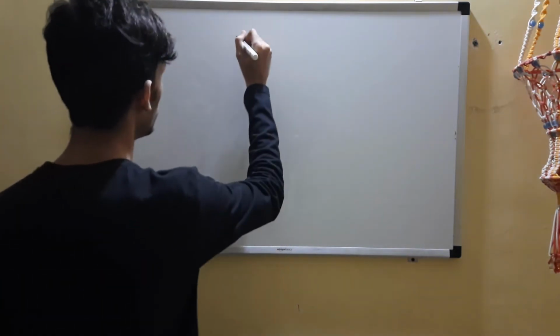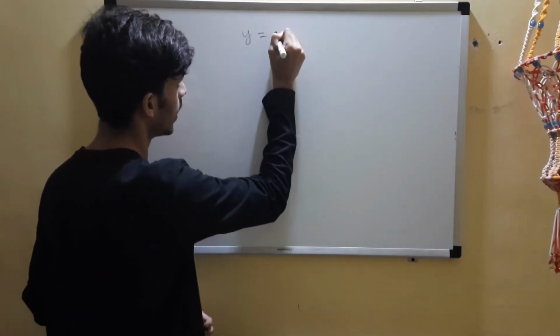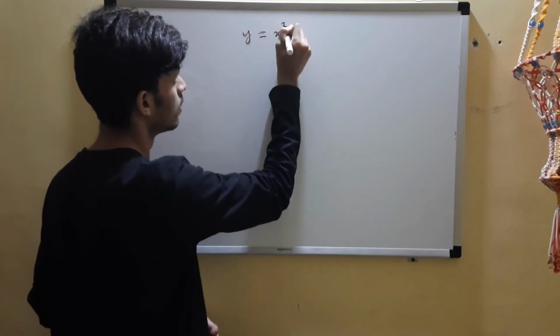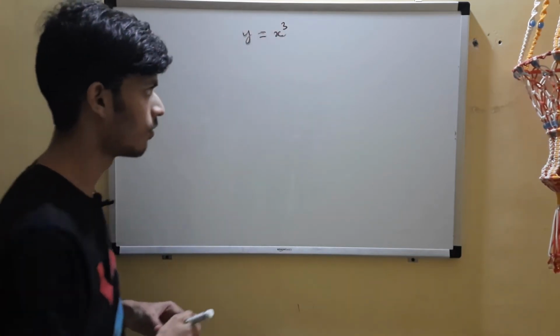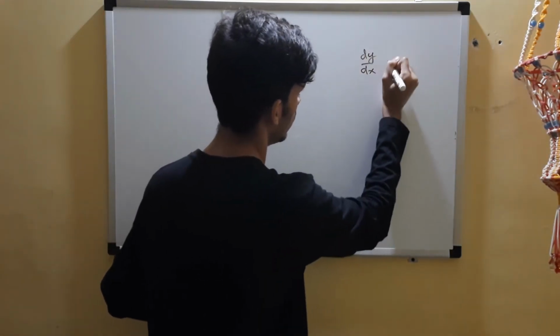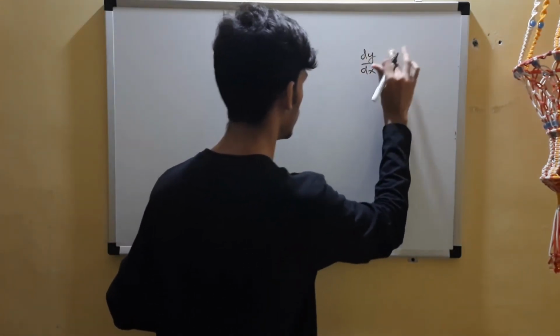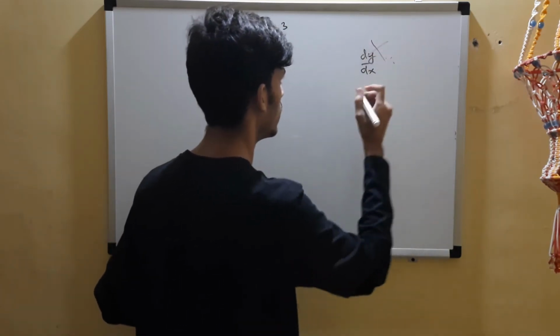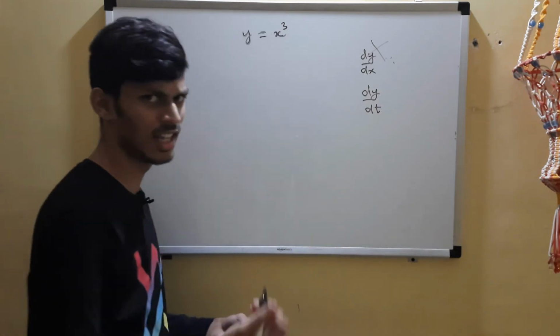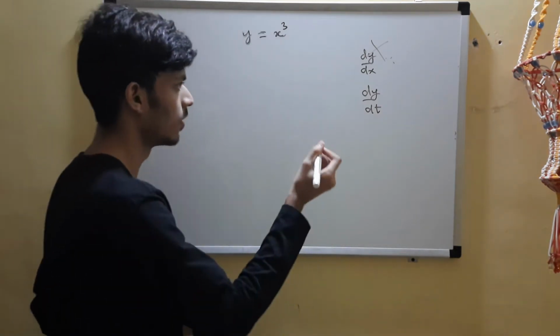Okay, suppose we have y is equal to x cube. And instead of asking for dy by dx, they have not asked for this. They have asked for dy by dt. T is another variable. Okay, you don't need to worry about that.